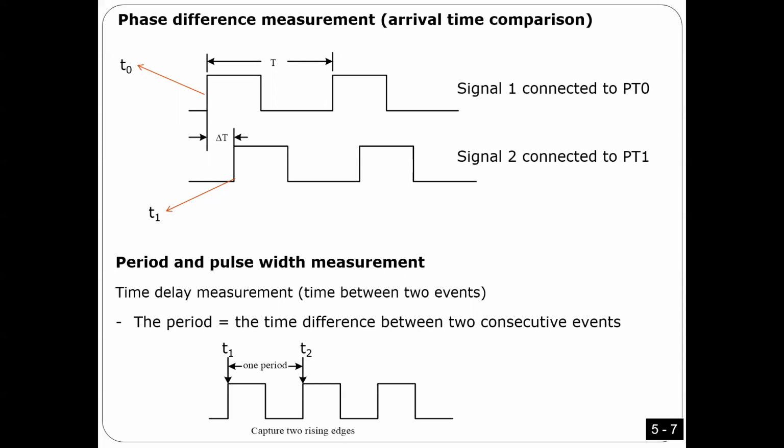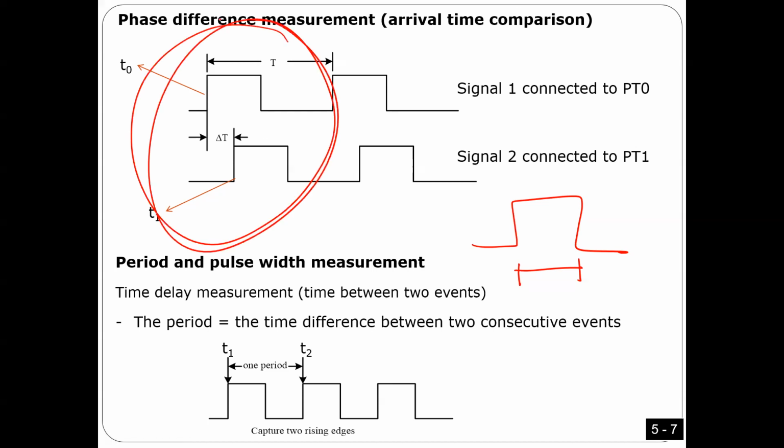What do I mean by measure time? For example, if I have a signal like this one and I want to measure the time from here to here, who's going to help you do that? Input capture. It's very easy. Also, if I have two signals this way and I want to measure the time from here to here, who's going to help you? Input capture. It is used to measure time efficiently in a very easy way.